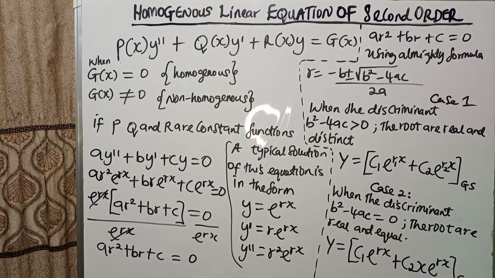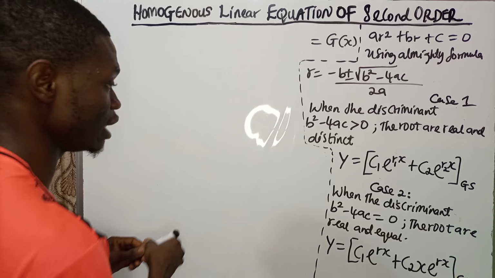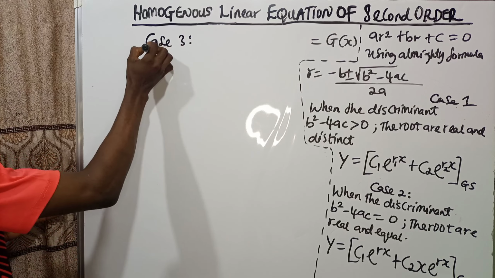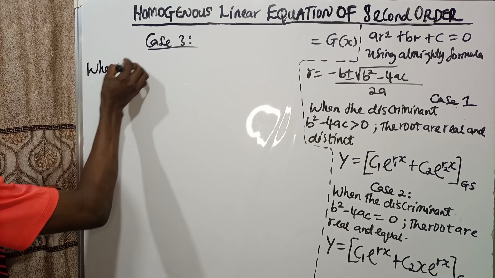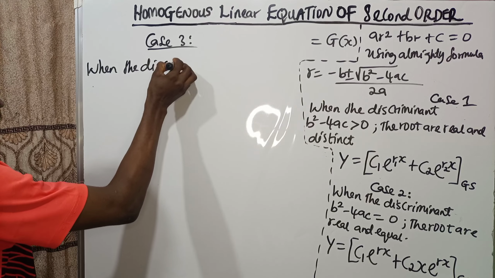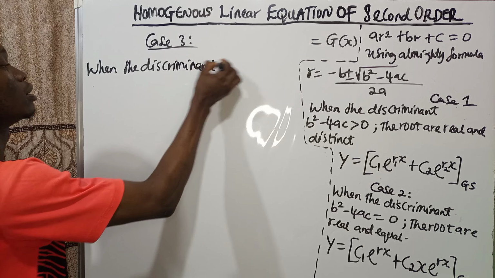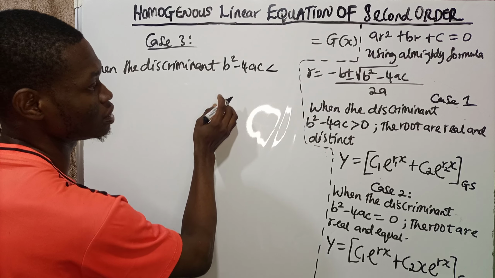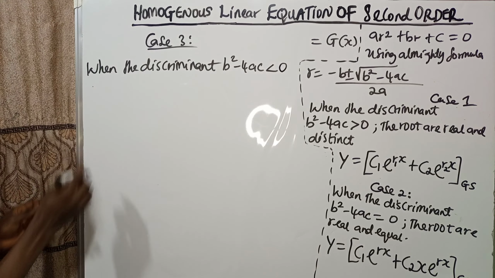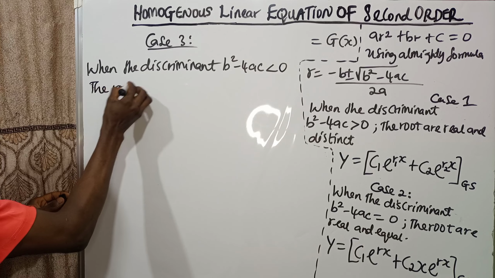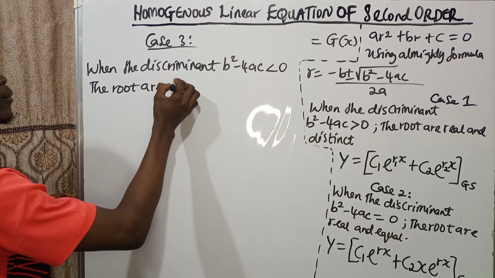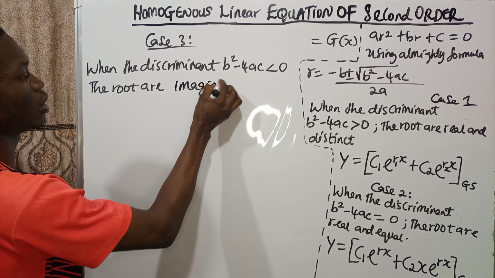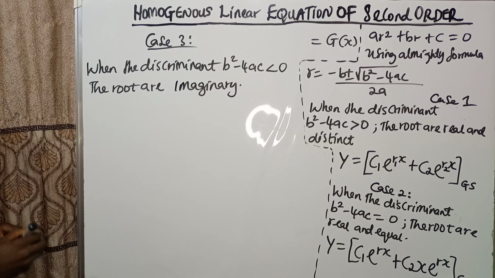Sorry for the interruption. So the third case, case 3, when the discriminant b squared minus 4ac is less than 0. If it is less than 0, the roots are complex, or imaginary.